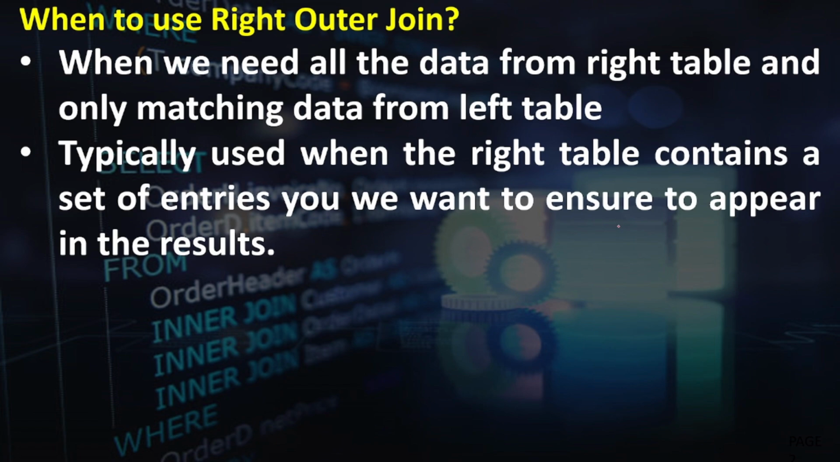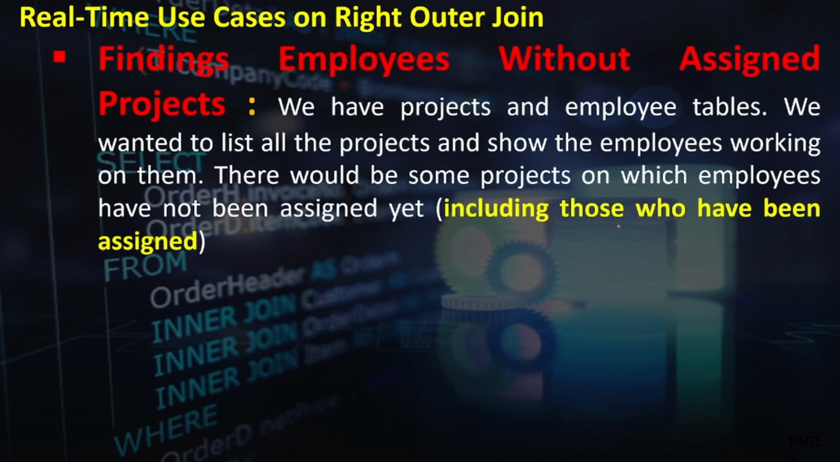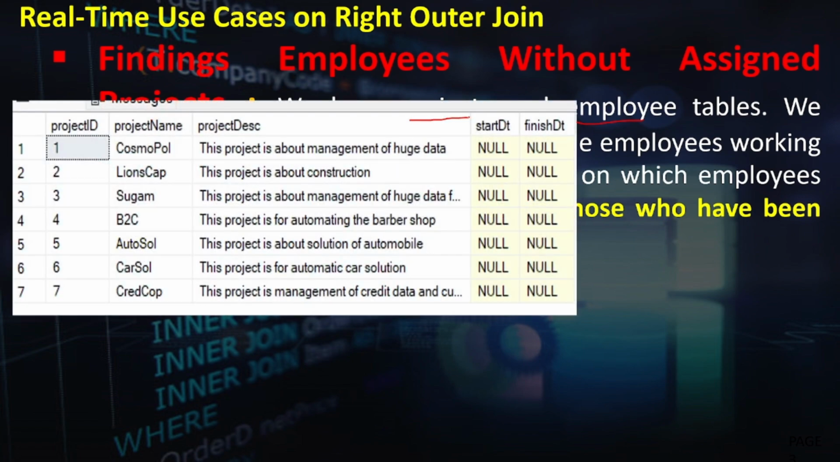Let's go and explore the real-time use cases of right outer join. The first use case is finding employees without assigned projects. So let's say there are two tables. One table contains project details and the other table contains employee details. Each employee has got a project, but there are certain employees who have not been assigned some projects. So we wanted to explore those, and in that case, we are going to join these two tables using right outer join.